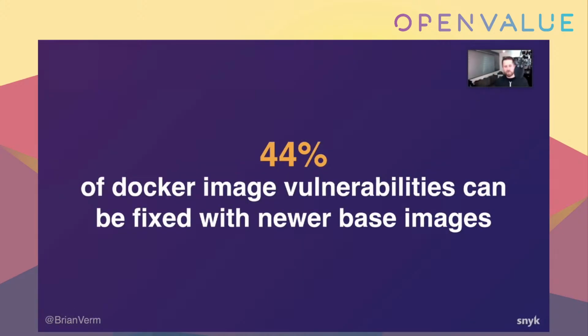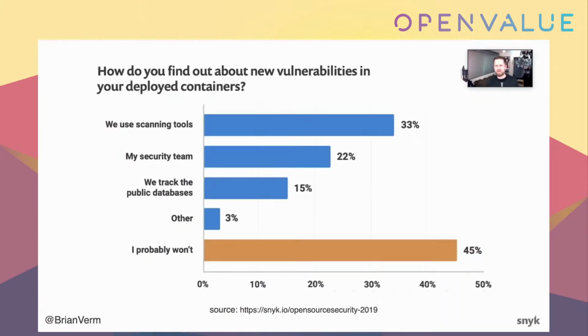And did you know that 44% of Docker image vulnerabilities can be fixed by a newer base image? Not even the Java application, but just switching out the base image, and everything is good. But what is more important is, how do we find out about these things if you already deployed a container? A lot of people don't. And that is, in my case, disturbing.